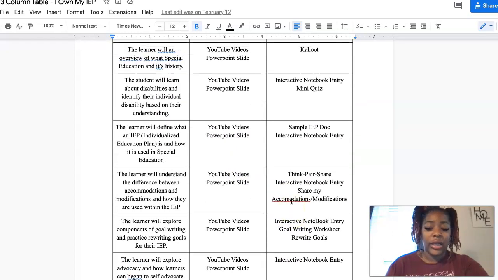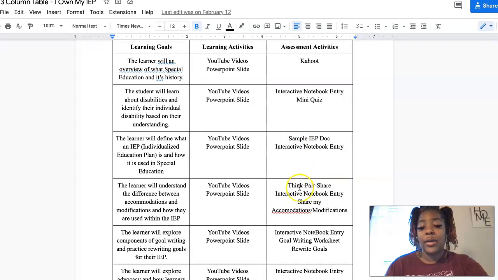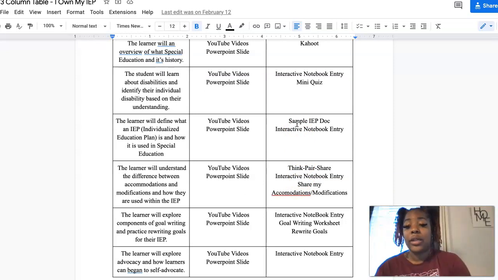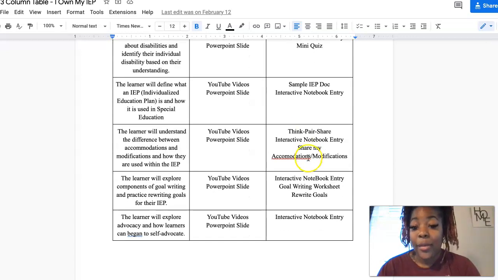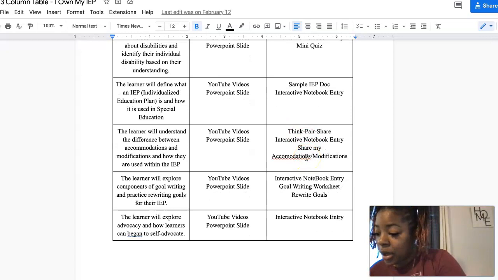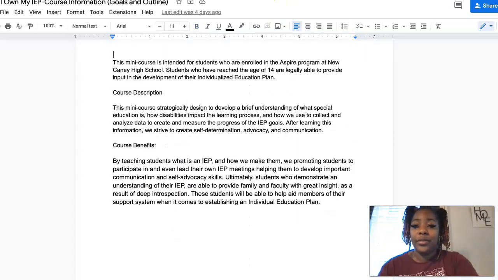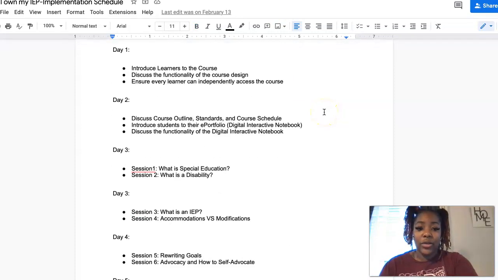And most of the entries, again, are reflections, so they will be interactive notebooks. They do have some think, pair, share, and some collaboration with their team members on some things. And again, they will have to write their own goals and share their accommodations, as I said earlier. And of course, like I said, here's the schedule that we have for them for this course right here.